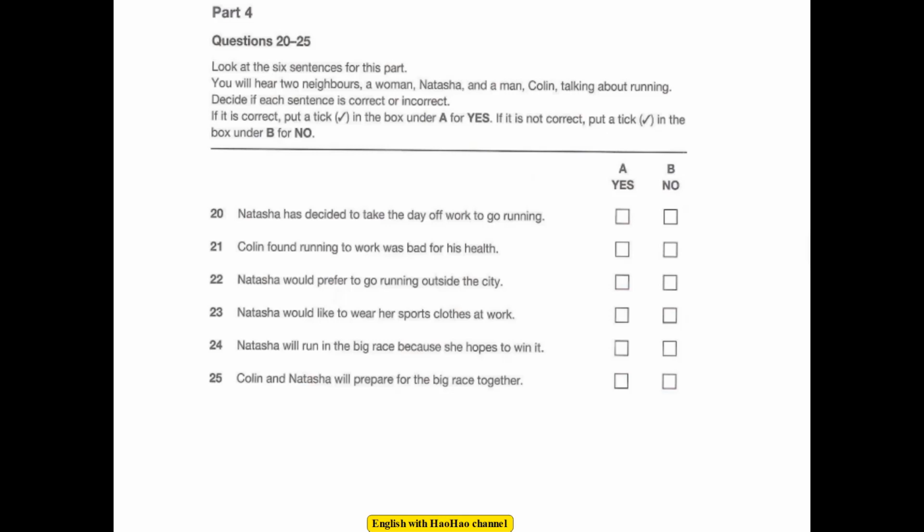Now we are ready to start. Listen carefully. You will hear the recording twice.